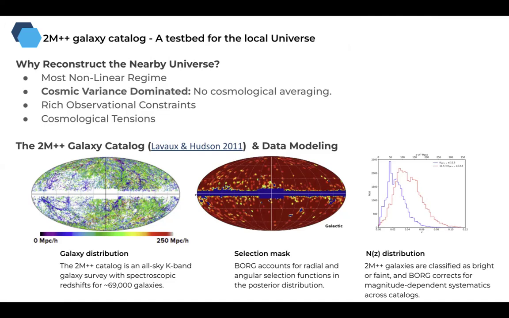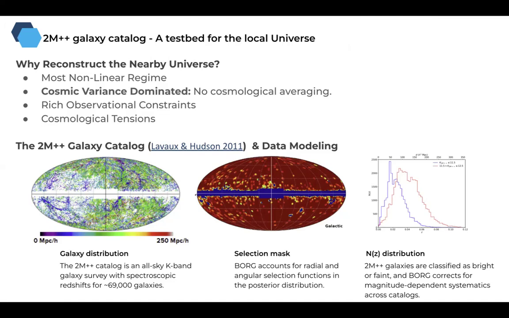At the same time, we have rich observational constraints. There are lots of observations in the nearby universe that allow us to test nonlinear physics in various regions. And if the data is not available, one can even think about getting such data on relatively short notice with smaller designed missions. And finally, the nearby universe is of particular interest because of the observed cosmological tensions, in particular the Hubble tension.